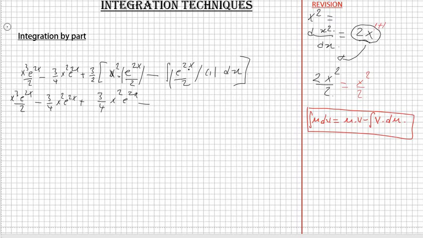So that can also be written as 1 over 2, and then we have to integrate e to the power of 2x. So e to the power of 2x, after the integration we get e to the power of 2x over 2. So you just have to divide the coefficient of x by 2.